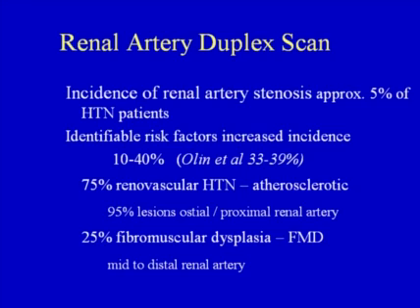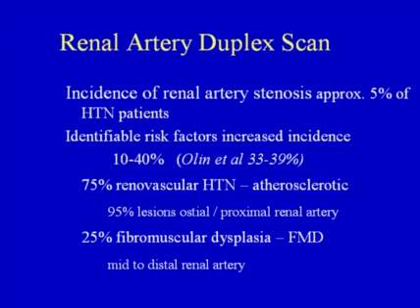The prevalence of disease is along the ostium or proximal portion of the renal artery. Now, there's a remaining 25% of patients who will have fibromuscular dysplasia, known as FMD. It is a different process. It's really not plaque or atherosclerosis. It's usually not as easily identified.